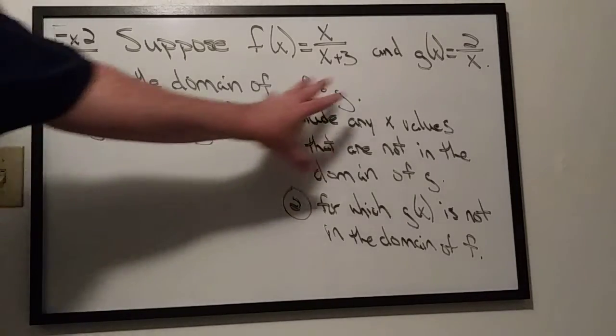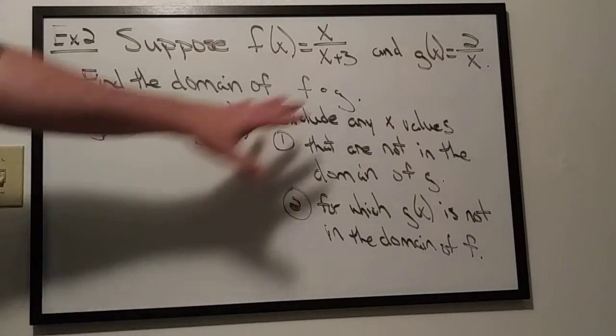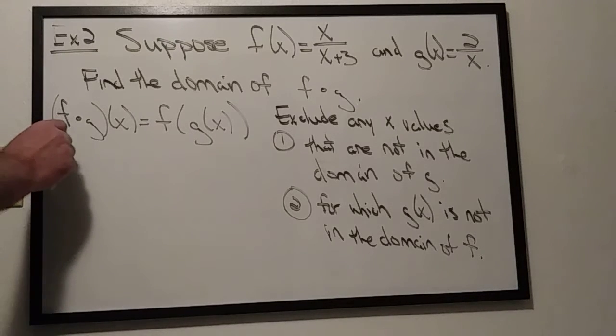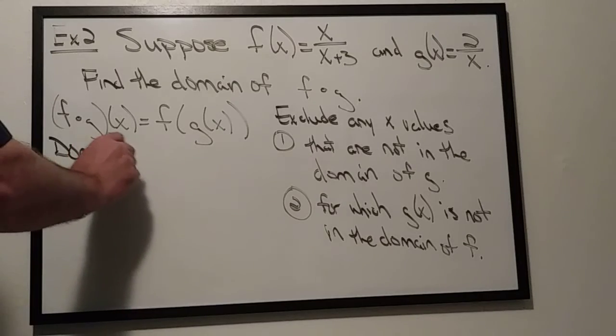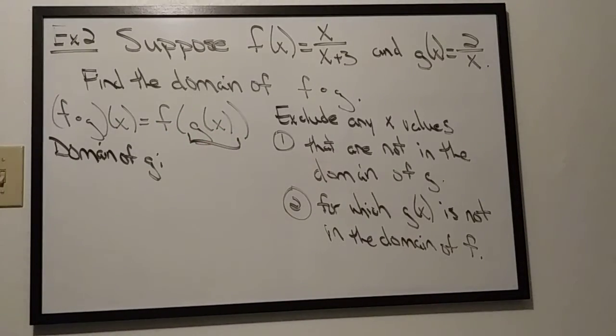Now I've written on the board once again the same information that I had a moment ago when we were looking at the domain in example 1. So first off, f composed with g of x, by definition f of g of x, and I've written the words again: include any x values that are not in the domain of g, and then for which g of x is not in the domain of f. So let's go ahead and see what we can see then. First off, I need to talk about the domain of g, because again, you start on the inside and you work your way out.